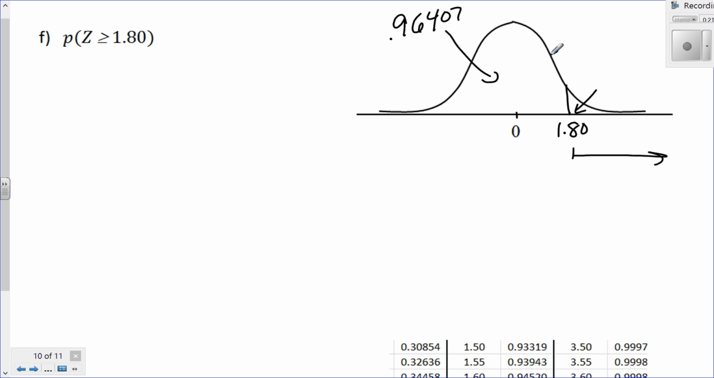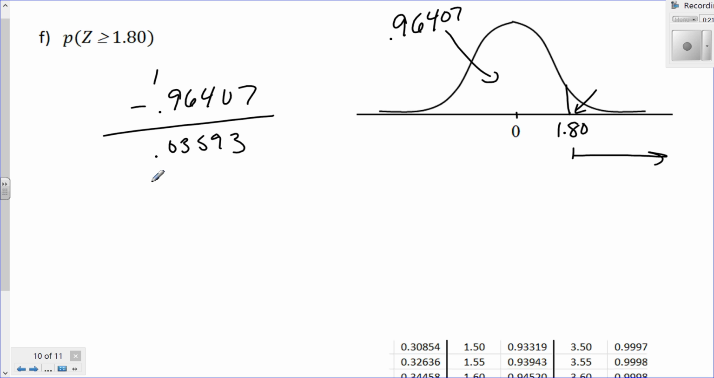Is the area I don't want. The total area under the curve is 1, so I'll take 1, subtract 0.96407. And my probability of being greater than 1.8 is 0.03593. About a 3.6% chance of being greater than 1.8 standard deviations above the mean.